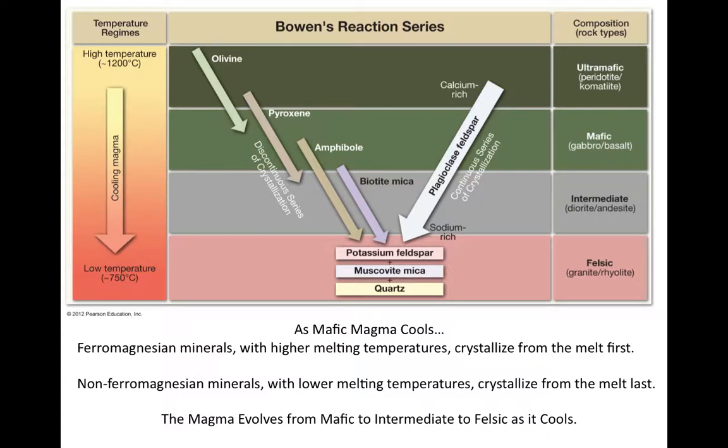So here's a figure illustrating Bowen's reaction series. Let's start with mafic magma, which is very, very warm, because mafic magma consists mostly of ferromagnesian silicates. It has a ton of iron and magnesium. And these ferromagnesian silicates have very high melting temperatures. So they don't melt until very high temperatures, and they don't cool until they fall below those very high temperatures. So let's say we have magma around 1200 degrees centigrade.